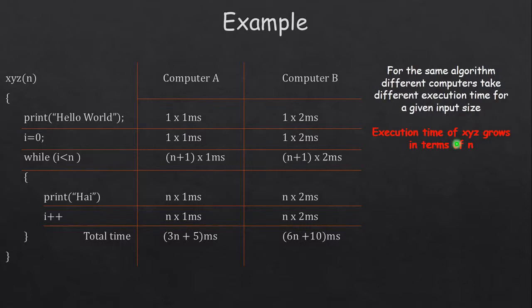The only thing we understood from this is that the execution time of XYZ grows in terms of n. So when n equals 10, it will take 35 milliseconds for computer A and 70 milliseconds for computer B. If the value of n is 100, it will take 305 milliseconds, and at the same time this will take 610 milliseconds. So what we understood from this is that this algorithm XYZ grows in terms of n.